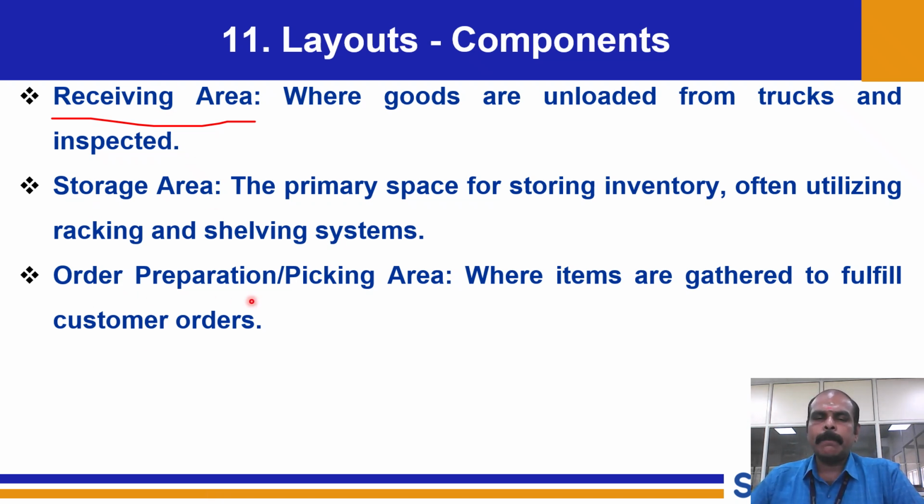Then next, the order preparation and picking area. The moment you receive an order from an e-commerce platform, immediately the product has to be identified, picked and packed for further delivery. Here, what is going to be the mode of delivery? In some cases that might also be by means of a truck. So the receiving area has to be well planned, the storage area has to be nearby, and the order preparation area should also be in the nearby vicinity.